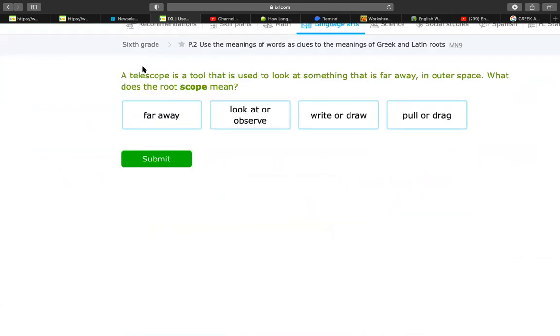A telescope is a tool that is used to look at something that is far away in outer space. What does the root scope mean? To look at or observe. Yes, very good.